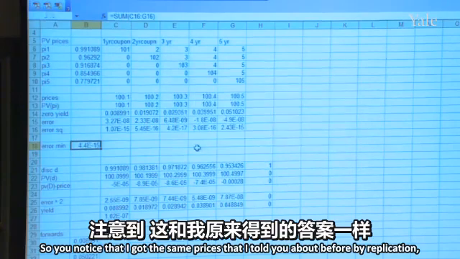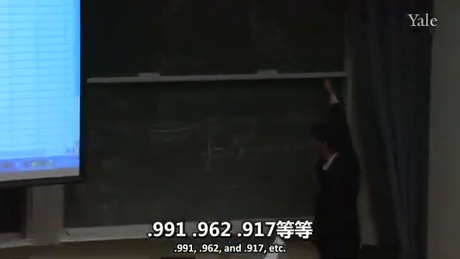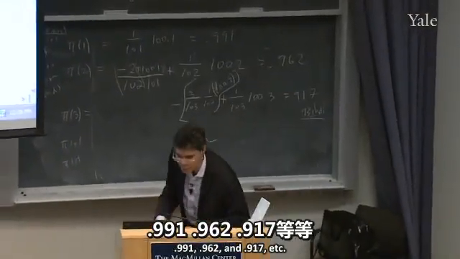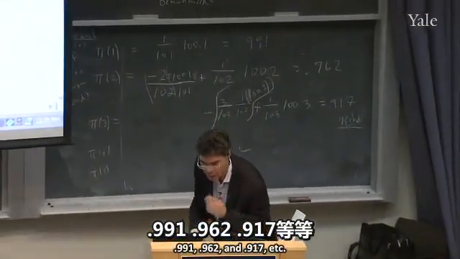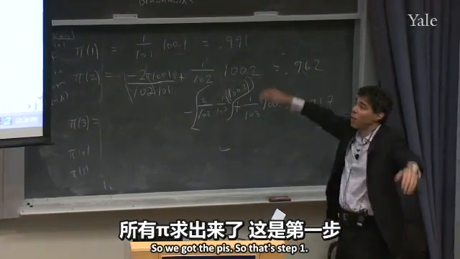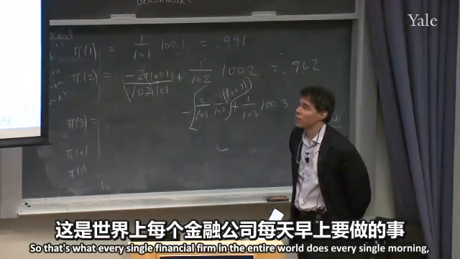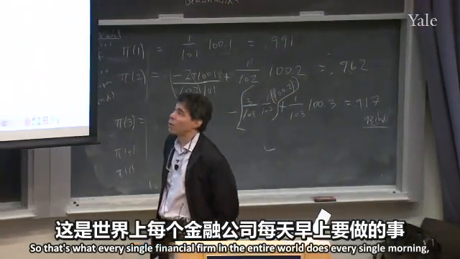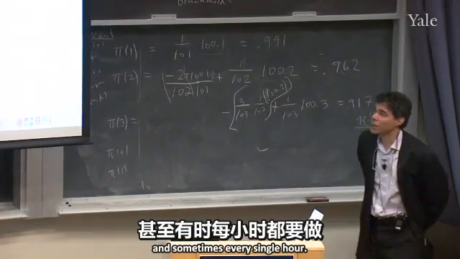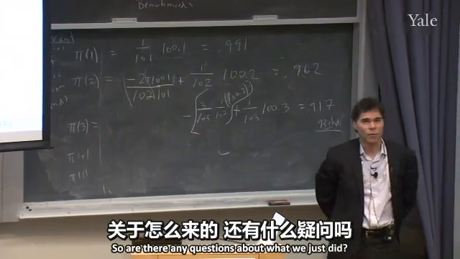And so you notice that I got the same prices that I told you about before by replication. 991, 962, and 917, etc. Okay, so we got the pi's. So that's step one. All right, so that's what every single financial firm in the entire world does every single morning and sometimes every single hour. So are there any questions about what we just did?